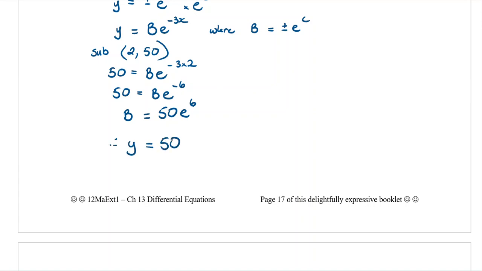So if b is equal to that, then that means that my equation is y equals 50e to the 6, that's the b, times by e to the negative 3x. That's not a very nice way to leave the solution though, because I have a common base of e. Let's push those back together again to be 50e to the 6 minus 3x. Did you get that? Good.